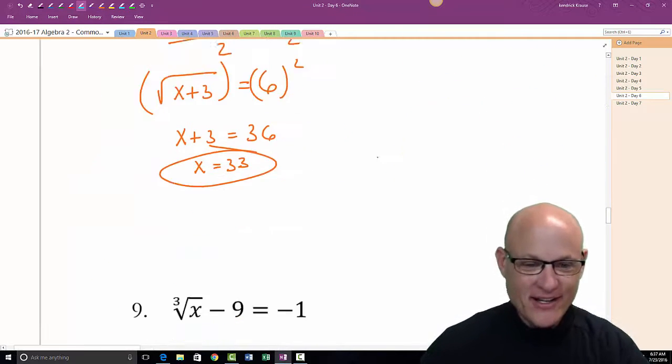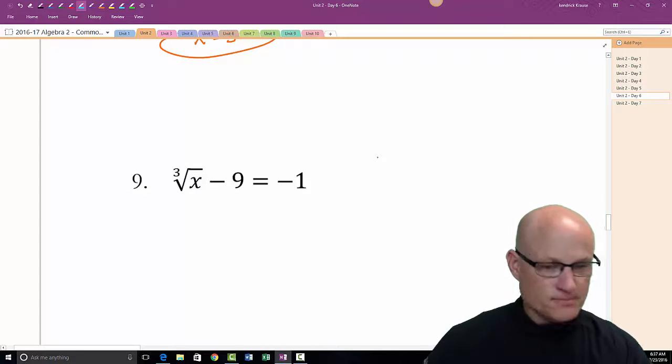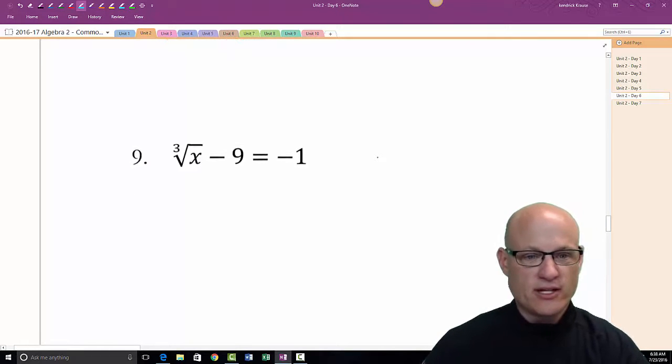Oh, that was fun. Next page. Oh, my gosh. Oh, it's on this page. My answer key's on the next page. All right, here we go.